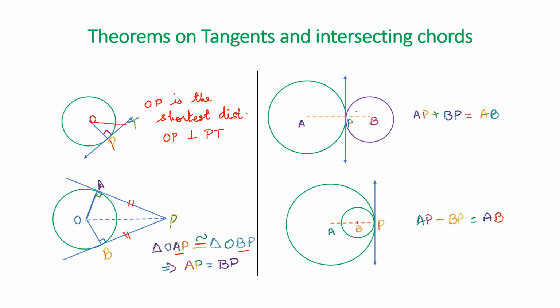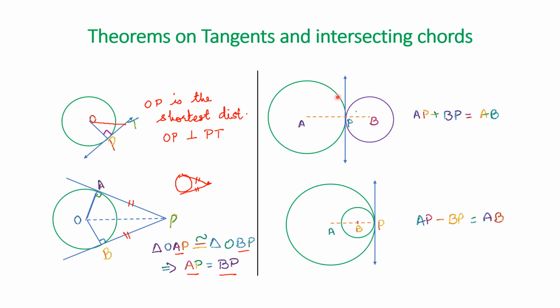So the next theorem tells us that when tangents are drawn from a point outside the circle, that is if I have a circle like this and if I have a point over here, and if I draw a tangent like this, another tangent like this, these two tangents are going to be of equal length, that is AP is equal to BP.